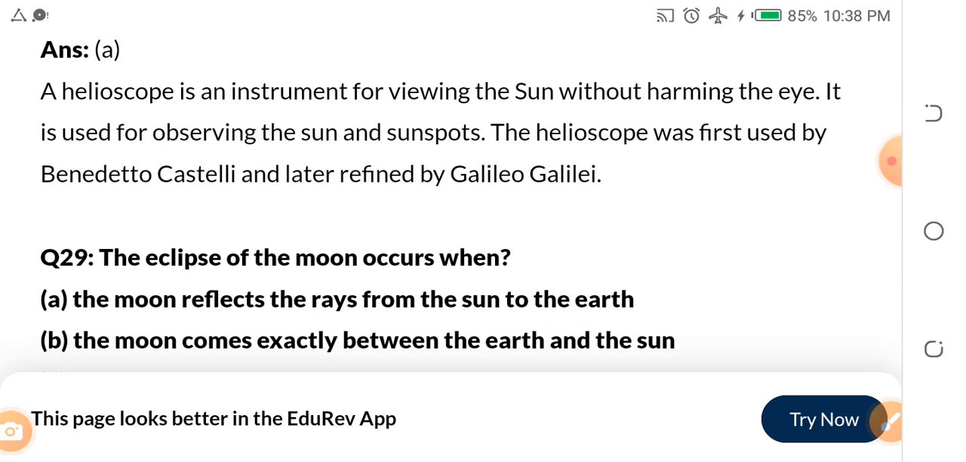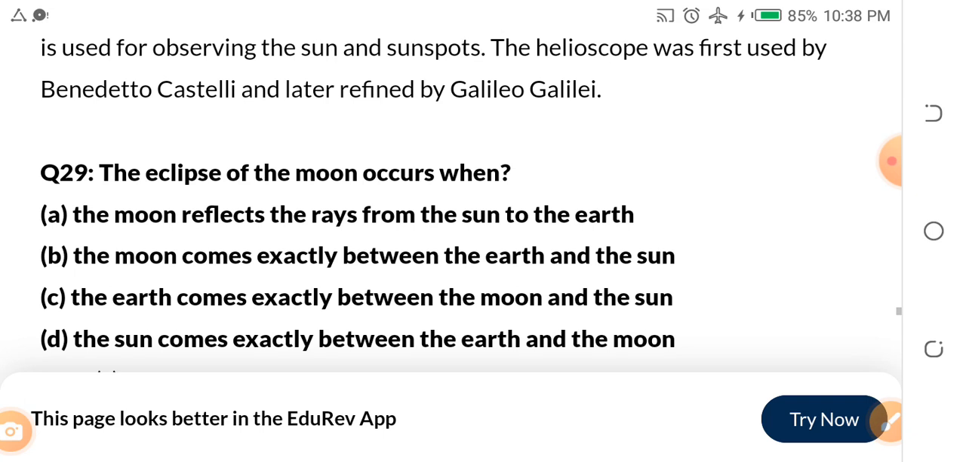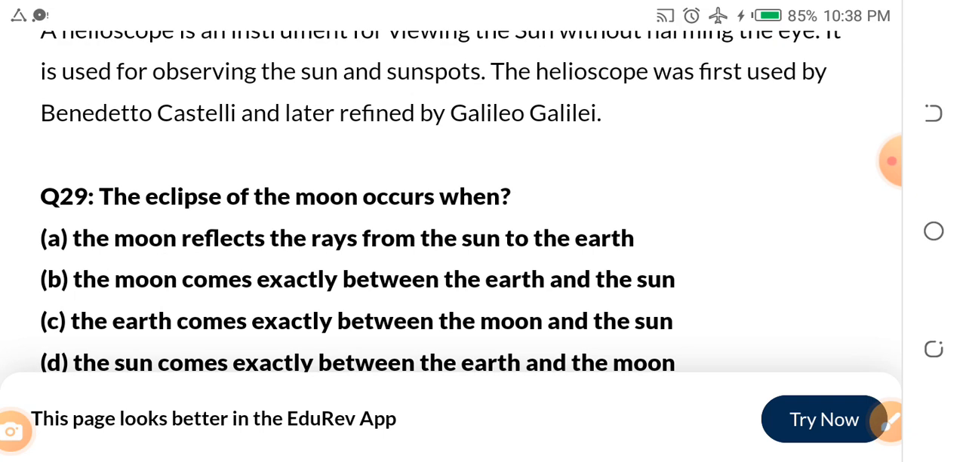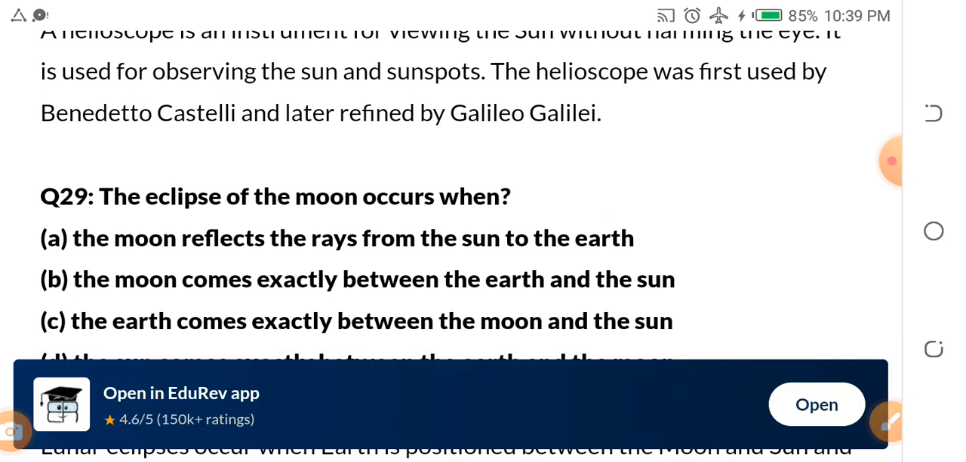Now, question number 29. The eclipse of the sun occurs when the moon reflects. I won't go into question 29. In part 9, we will continue from question number 29.